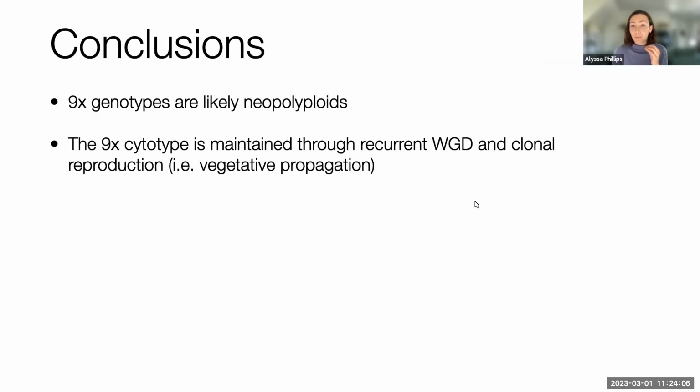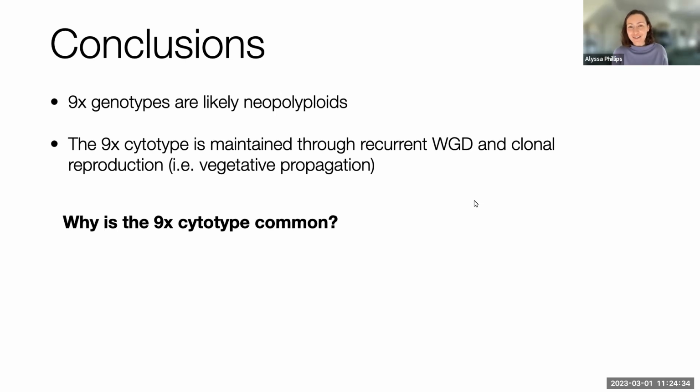And so that's my broad takeaway from this talk: I think the 9X genotypes are likely neopolyploids, which suggests they would be maintained through recurrent whole genome duplication or clonal reproduction, and that the commonality of 9X individuals is likely due to this recurrent formation, as well as just the long-lived nature of the species. We really don't know how long a single individual can survive.